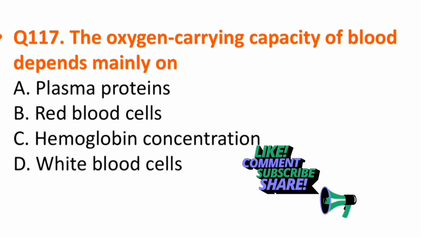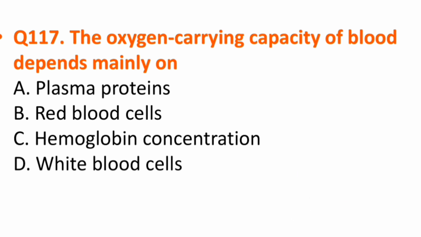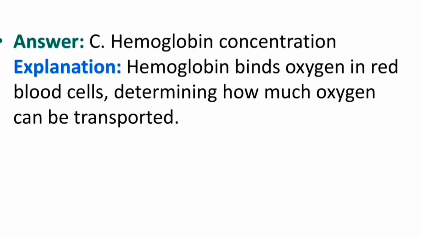Next question. The oxygen carrying capacity of blood depends mainly on option A, plasma proteins, option B, RBC, option C, hemoglobin concentration, option D, WBC. The correct answer is option C, hemoglobin concentration. Hemoglobin binds oxygen in red blood cells, determining how much oxygen can be transported.